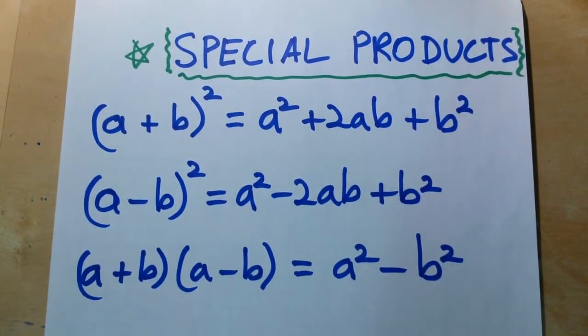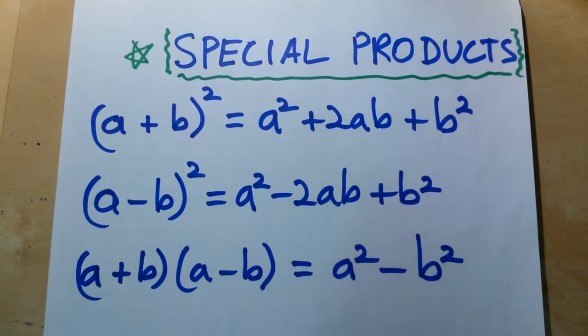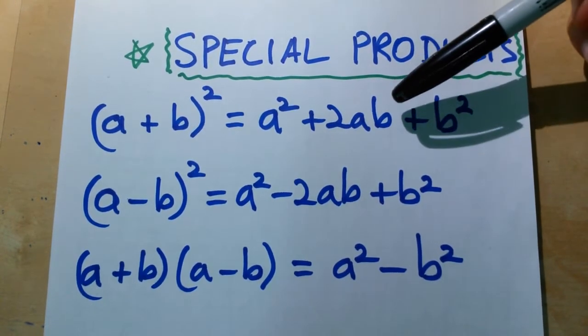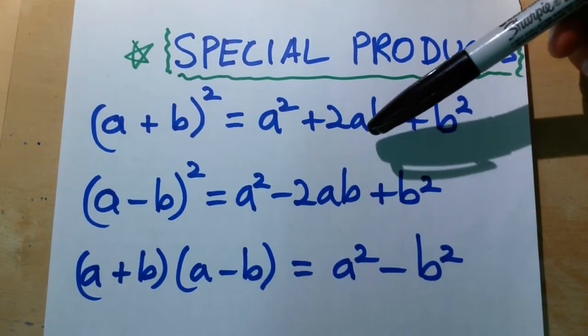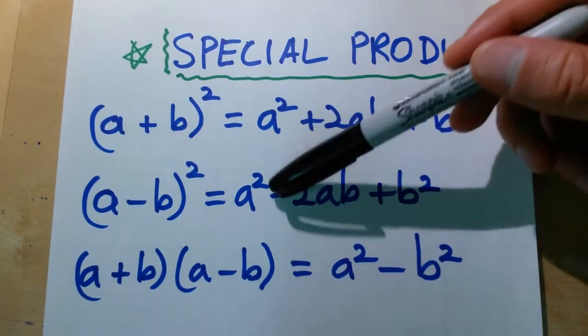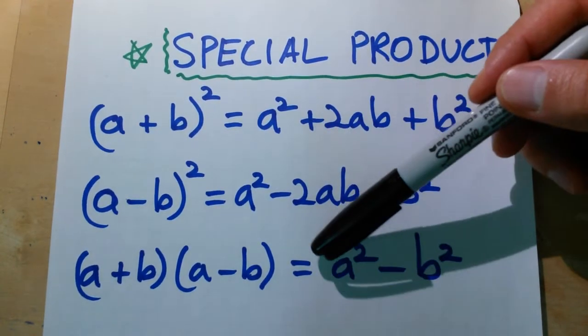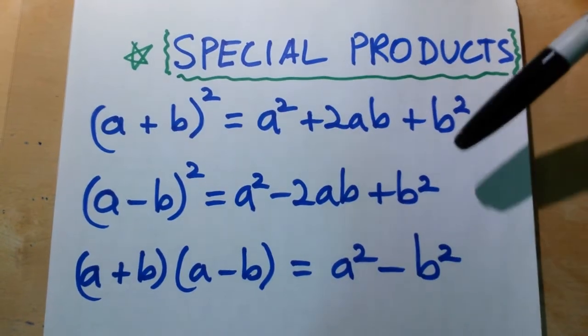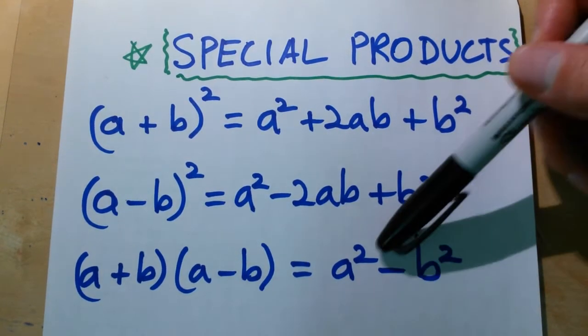Alright, ladies and gentlemen, we are looking today at special products. These are basically patterns that allow us to quickly and easily square a binomial by using the following patterns, right? The first two are called perfect square trinomials, so the patterns for perfect square trinomials. And the last one also allows us to find the product of the sum and difference of two terms by using this pattern as well.